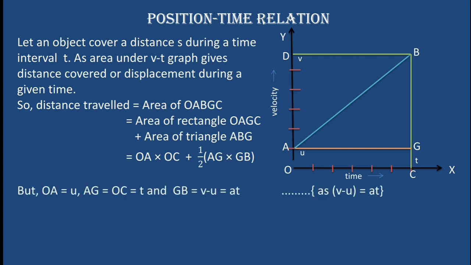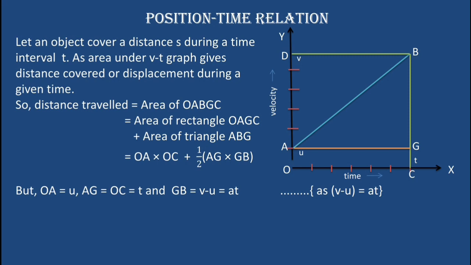Now again we have the value of OA, which is equal to the magnitude of initial velocity, that is U, and AG is equal to OC is equal to T. Again we can write GB is equal to BC minus GC, and we know that BC is equal to V and GC is equal to U. So GB can be written as V minus U. And from the first equation of motion, we know that V minus U is equal to AT. It means we have GB is equal to AT.